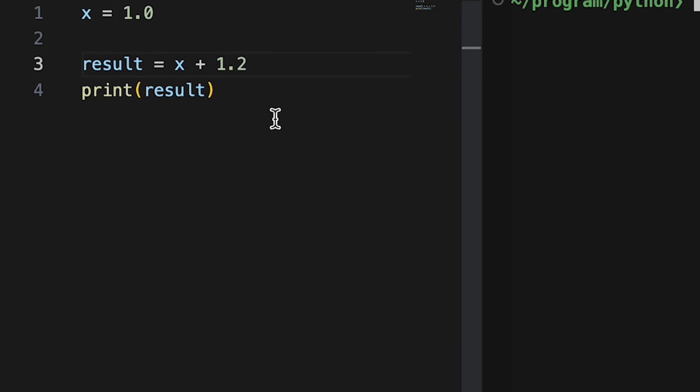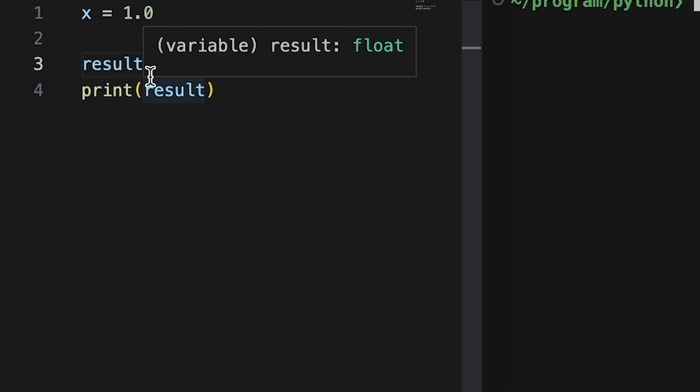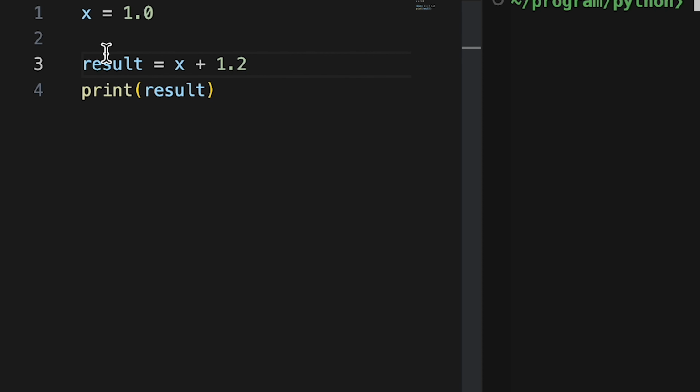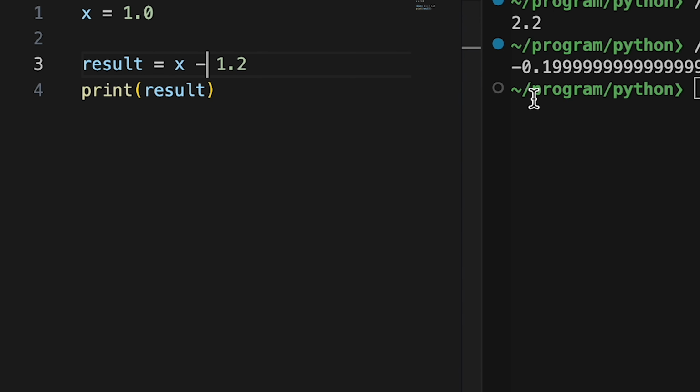Okay, next, so we talk about the floating point numbers. So actually, it's almost the same as integer. Like we can assign like this, x equal 1.0. And we can use x for calculation. So x plus 1.2. So what is the result? So 2.2, right? So how about x minus 1.2? So what is the result? So the answer is minus 0.1999999, something like that.